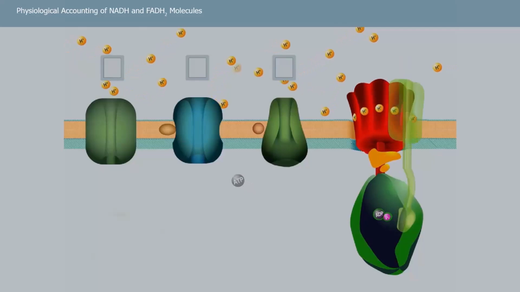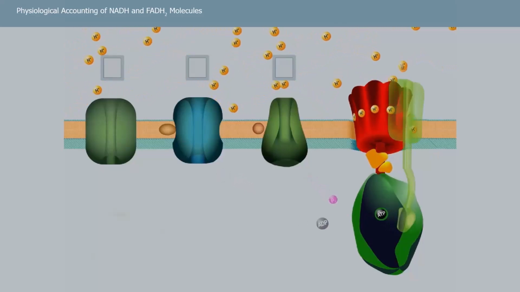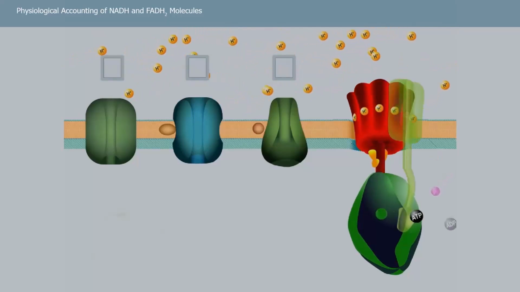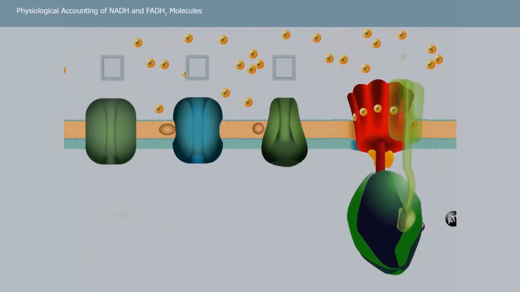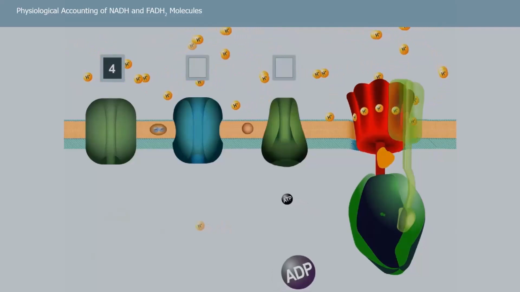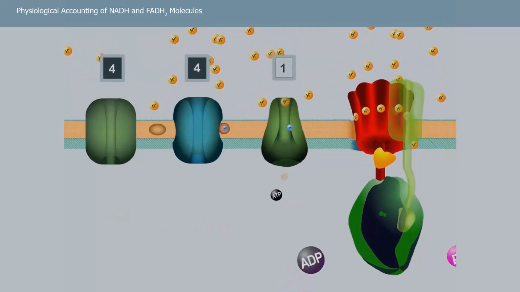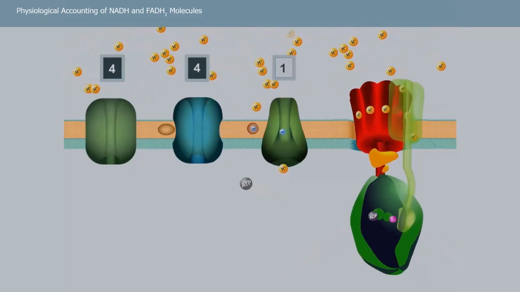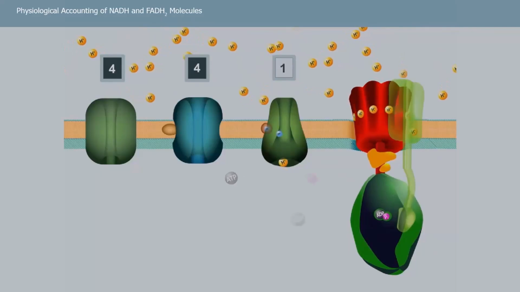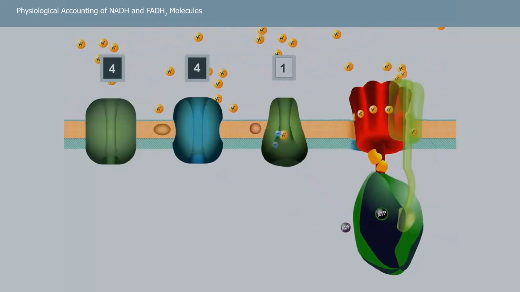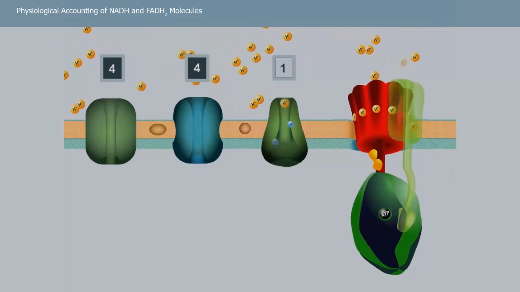The energy of 2 electrons from one molecule of NADH is sufficient for pumping 4 hydrogen ions across by NADH dehydrogenases, 4 other ions by cytochrome Bc1, and 2 more hydrogen ions by cytochrome oxidase. Therefore, 1 molecule of NADH is sufficient for pumping 10 hydrogen ions across the inner mitochondrial membrane in total.